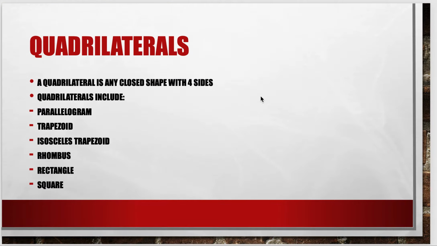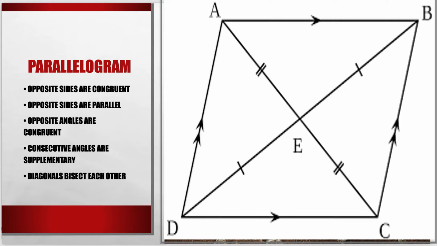So, what is a quadrilateral? A quadrilateral is any closed shape with four sides. Quadrilaterals include parallelograms, trapezoids, isosceles trapezoids, a rhombus, a rectangle, and a square. And we're going to go through each one of those and find the properties. I'm going to explain the properties and just how they're built. So let's start with a parallelogram.